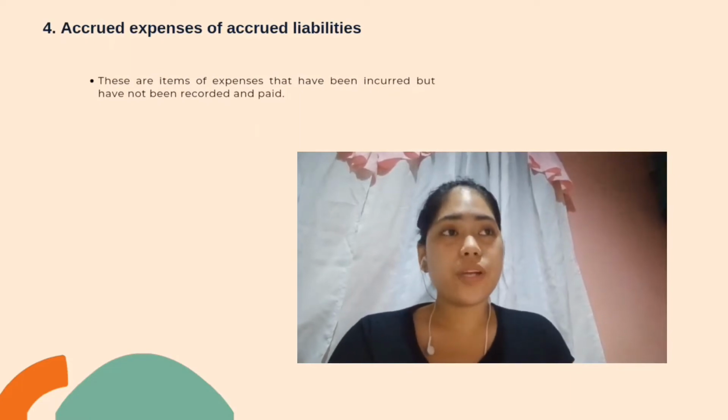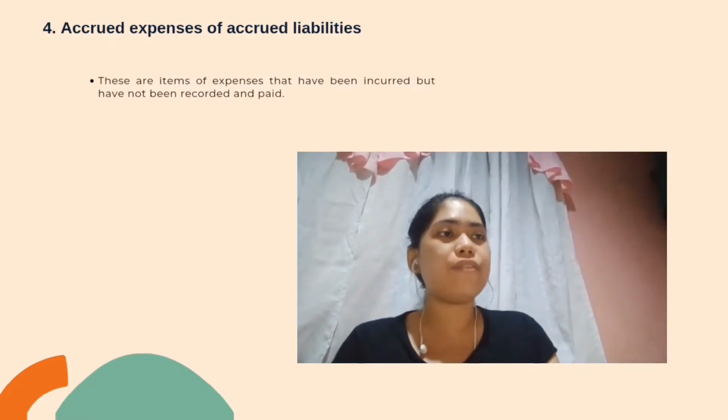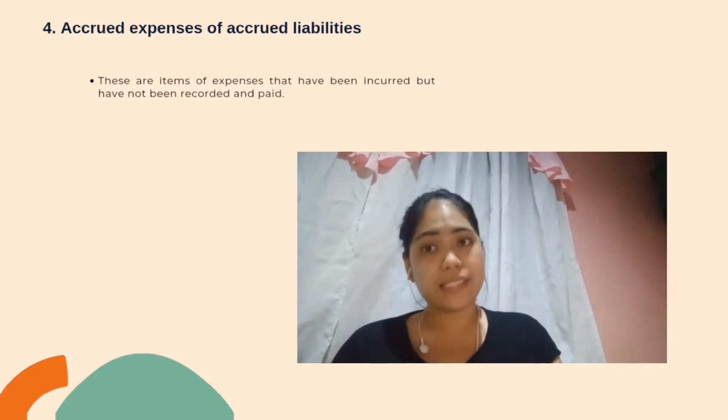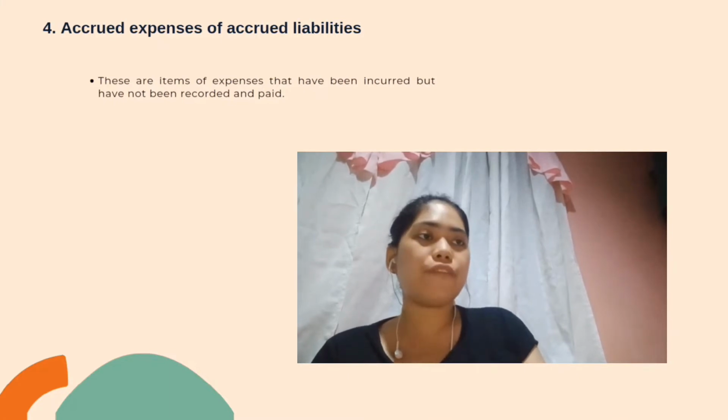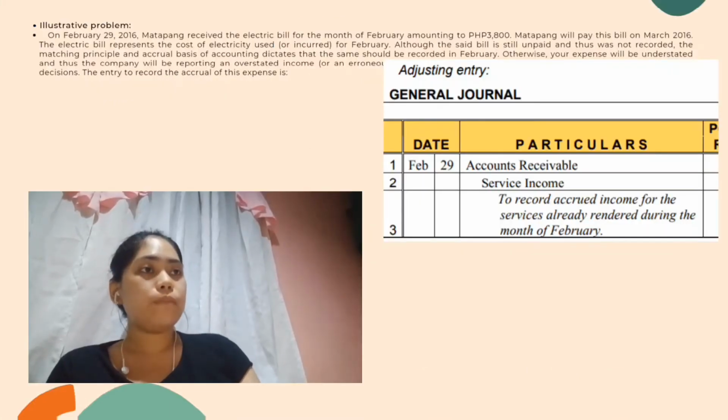The fourth source of adjusting entries, we have the accrued expenses or accrued liabilities. These are items of expenses that have been incurred but have not been recorded and paid. The illustrative problem example is on February 29, 2016, Matapang received the electric bill for the month of February amounting to 3,800 pesos. Matapang will pay this bill in March 2016.